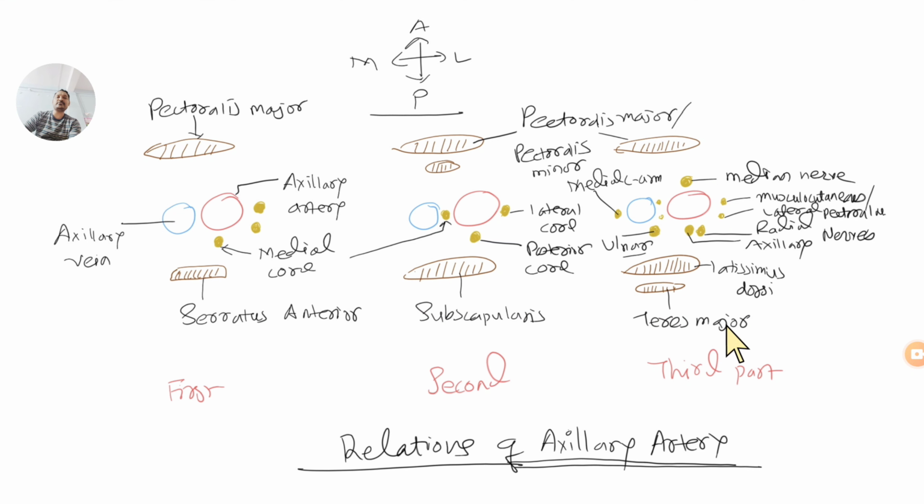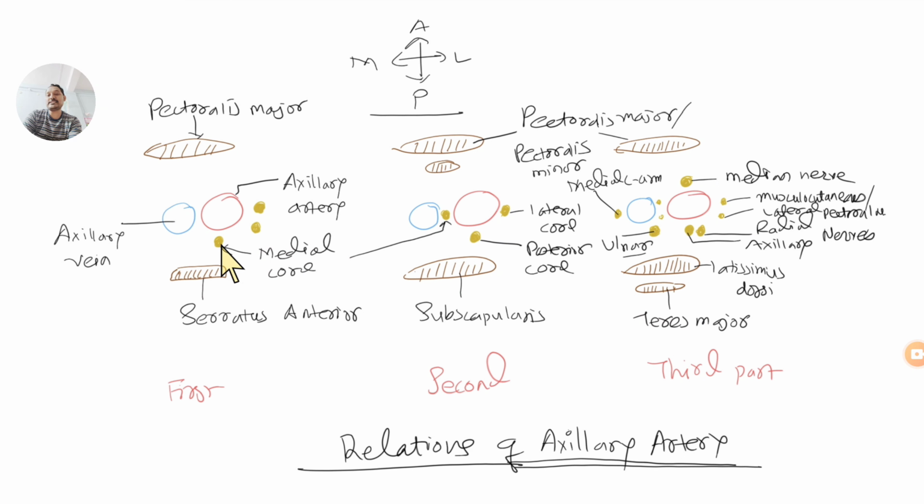This is very easy to remember. Serratus anterior in the first part, which is actually the medial wall of the axilla, but it becomes the posterior relation of the first part. Subscapularis is the upper part of the axilla, but it becomes the posterior wall of the second part of the axillary artery. Teres major and latissimus dorsi, the lower part of your axilla, posterior wall, form the posterior relation of the third part.